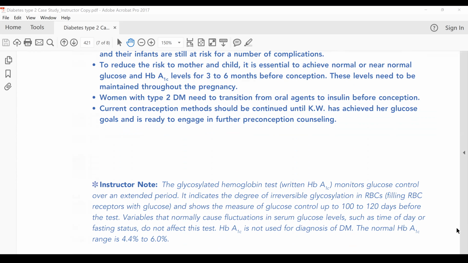And so here's your normal range for your HbA1c, 4.4 to 6.